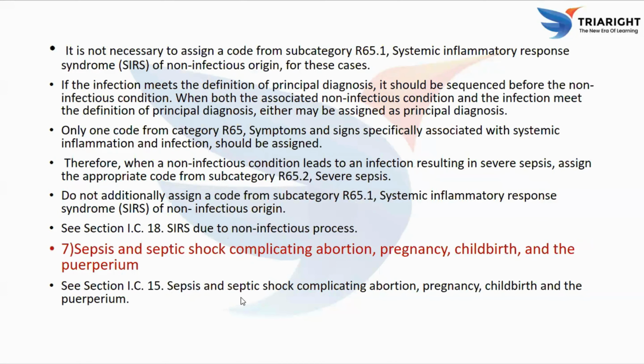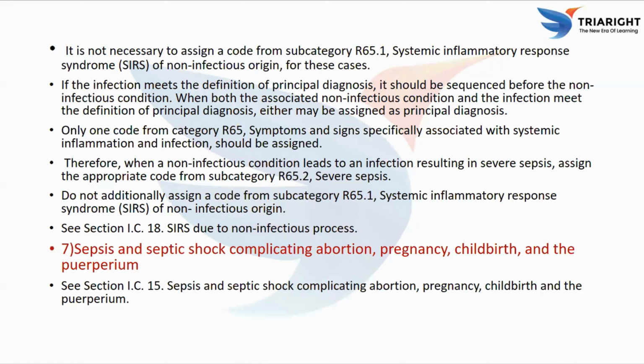So it is not necessary to assign a code from R65.1. So what does this mean? R65.1 is used for systemic inflammatory response syndrome, which is caused by a non-infectious condition such as trauma, burns, pancreatitis, major surgery, and crush injuries. But when the non-infectious condition leads to infection, then sepsis. So you should not use R65.1.